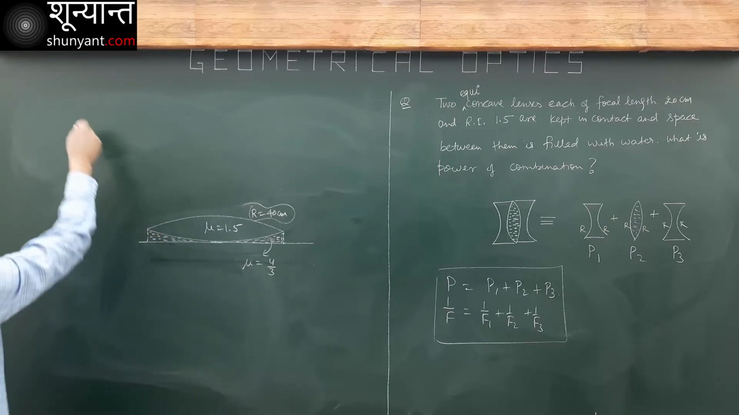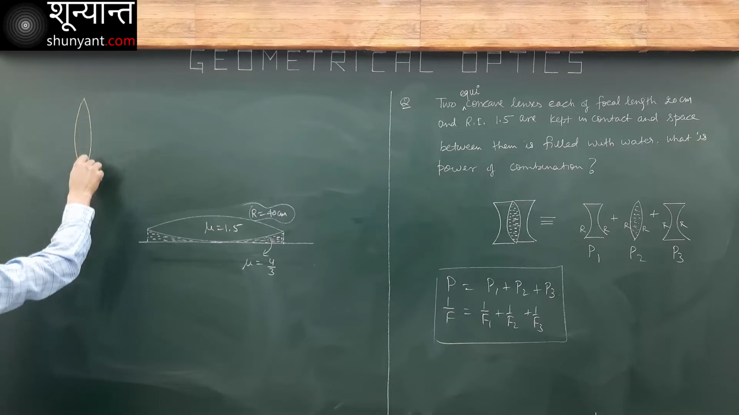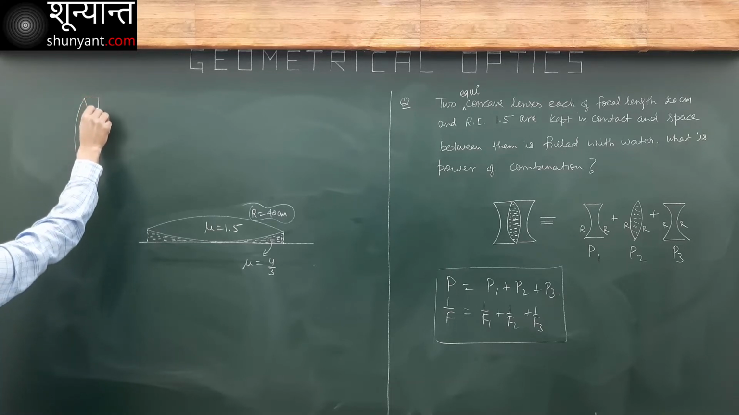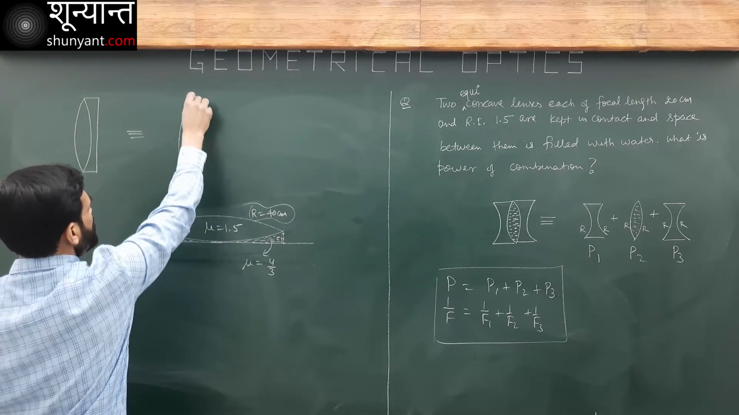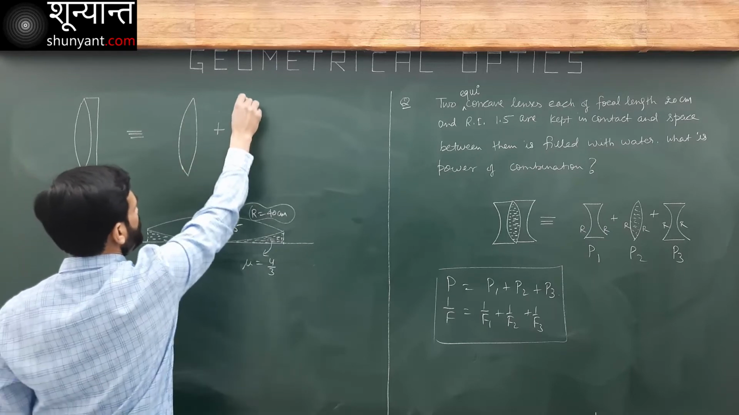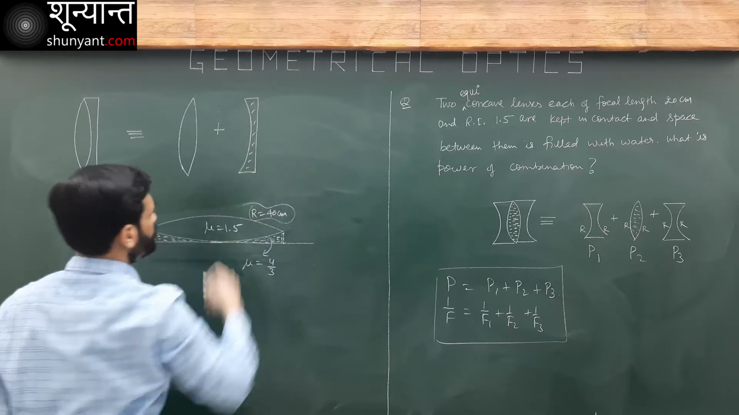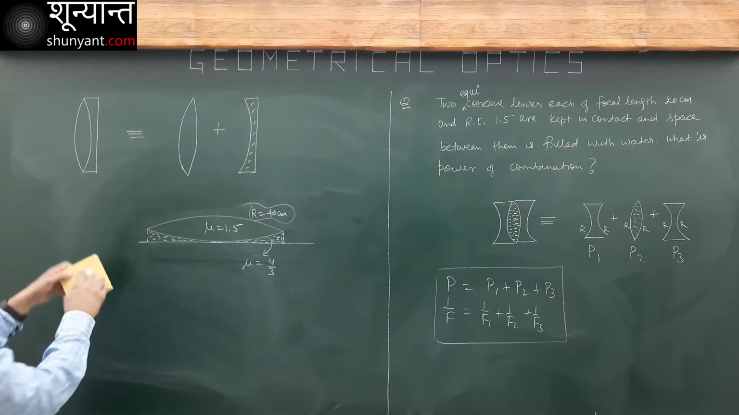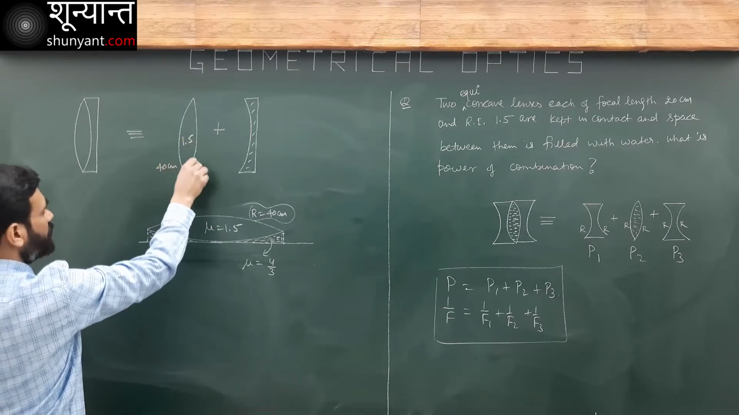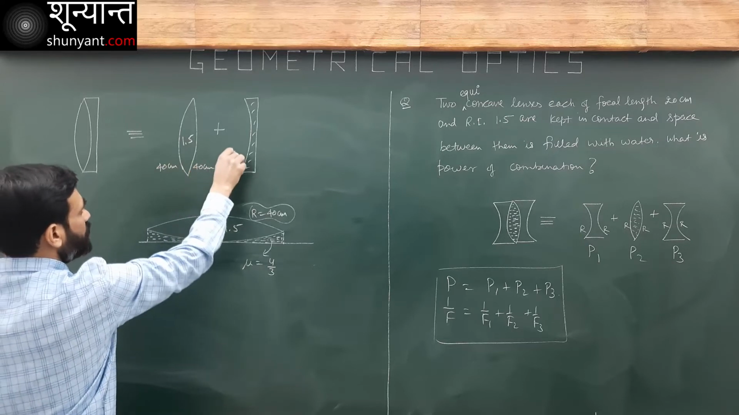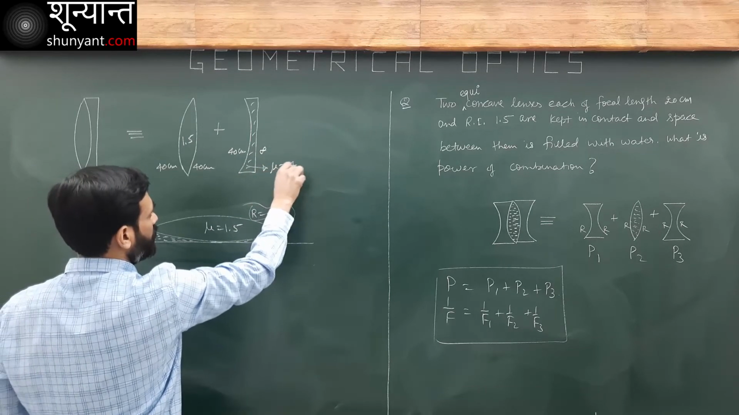So this I can consider like this. This is my convex lens, and this is my water lens. It is equivalent to a convex lens here, plus this is a water lens. It is made of water. Now 1.5. This is 40 centimeter here. This is 40 centimeter here. This also will become 40 centimeter. This will become infinite. And this mu is 4 over 3.